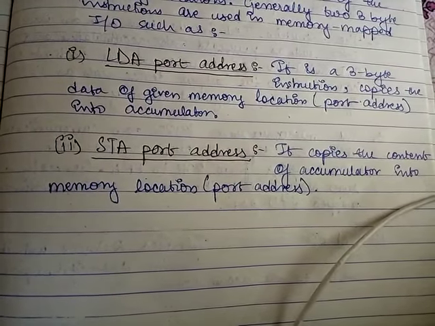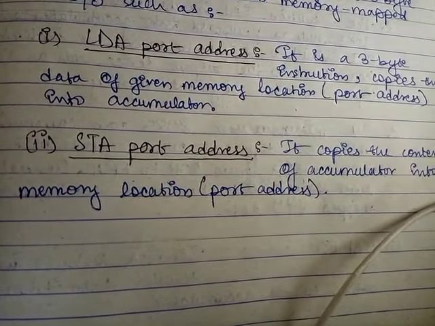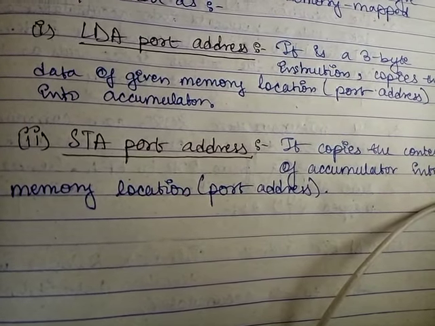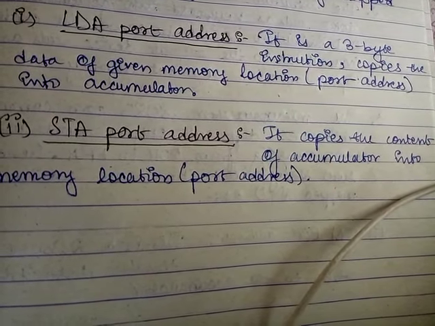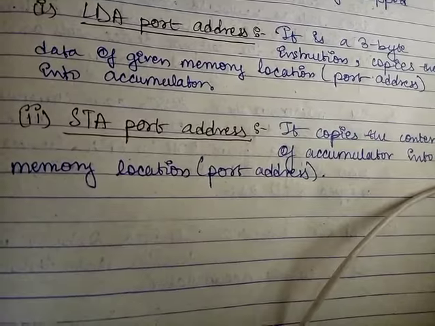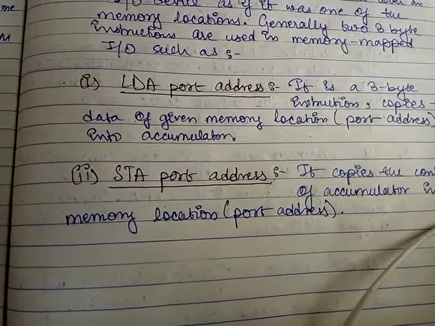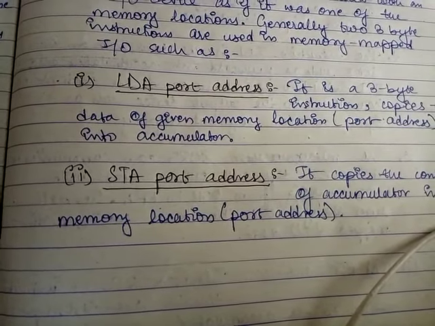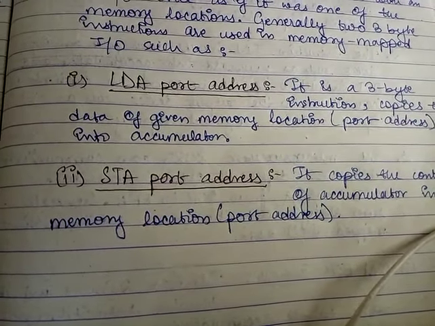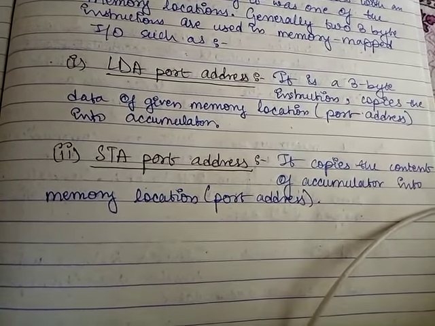LDA port address is a 3-byte instruction which copies the data of a given memory location into the accumulator, and STA port address copies the content of the accumulator into a memory location. Now there is one catch. In memory mapped I/O, though we are talking about the accumulator, here the transfer takes place from the I/O device or from the port to the registers, not the accumulator.